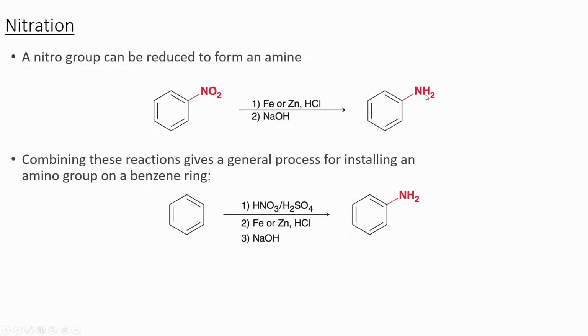So as you're thinking about the spider web of reactions from this chapter, so far we've been able to form bromine substituted benzene ring, chlorine substituted benzene ring, sulfate substituted, nitro substituted, and now we can reduce our nitro down to the amine. This would be using iron or zinc, an acid, followed by base. So we can go from a benzene ring directly to an amine using this sequence.